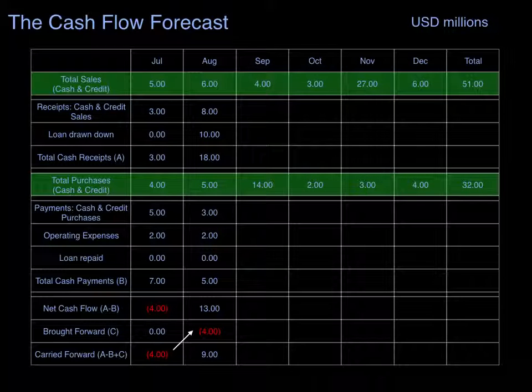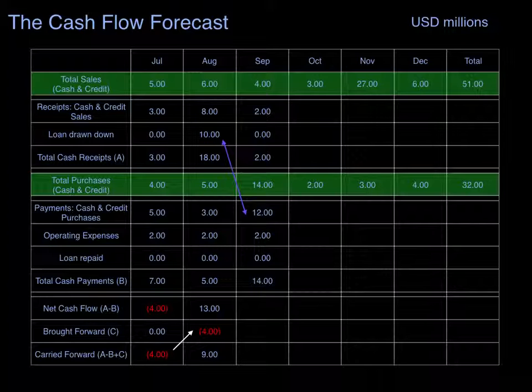Note how the capital letters A, B, and C guide you through these calculations. On to September, a very small amount of cash, 2 million, has been received for sales in this month. Cash out, however, shows a big increase. The loan funds have been used to buy raw materials for a big order. Check out the purple arrow linking the loan drawdown in August to the purchase of raw materials in September.